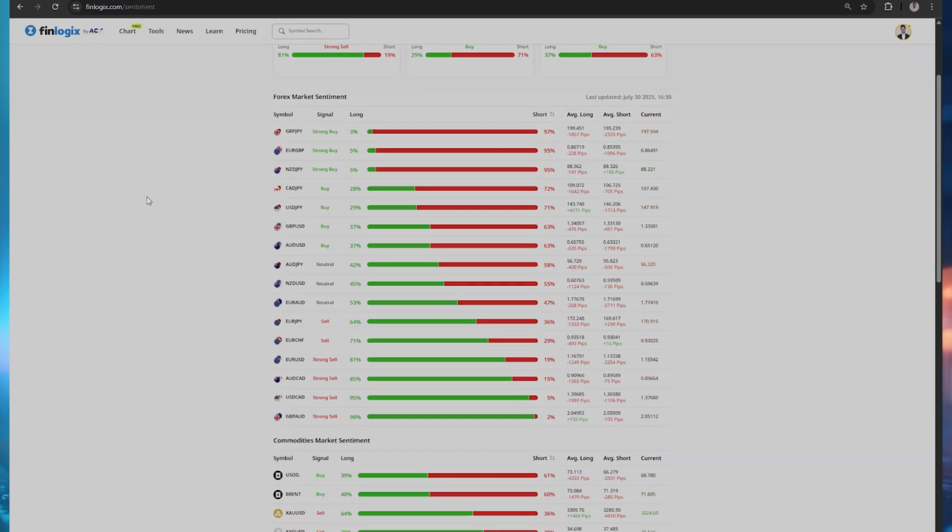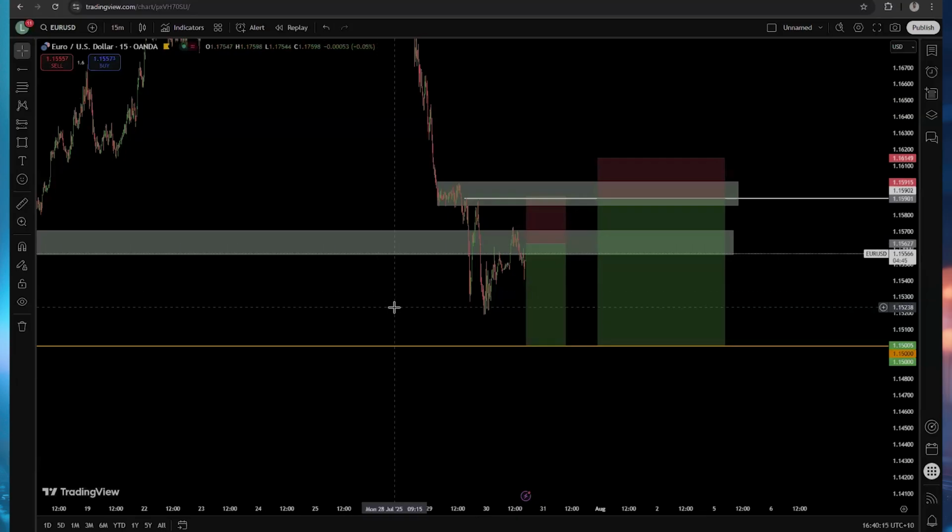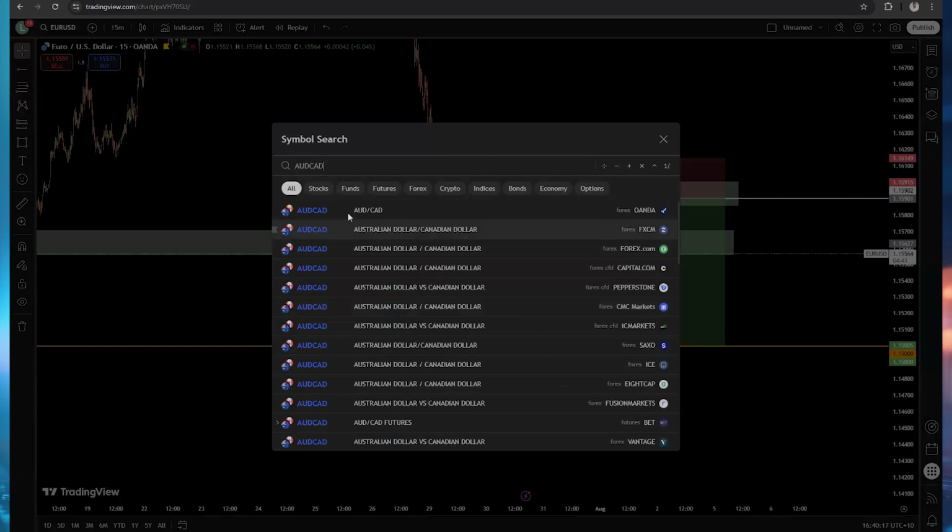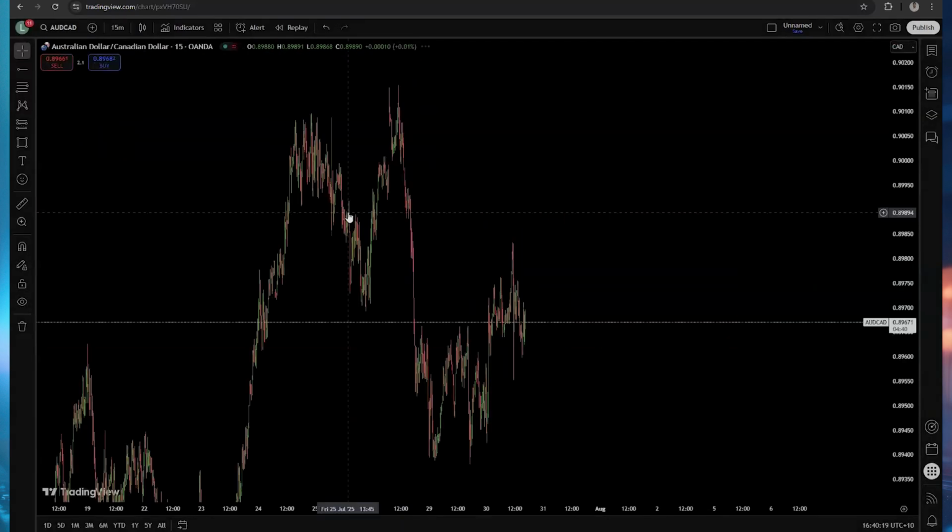And that's exactly what the sentiment tool says to us. So we have a strong sell for Australian against Canadian dollar right over here. Okay. So 85% of the whole market is looking to long, while the remaining 15% is looking to short. So what I would like to do is short. So let's go and have a look at the chart of Aussie CAD. Aussie CAD, there we go.